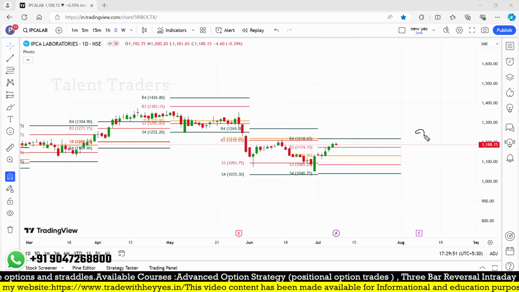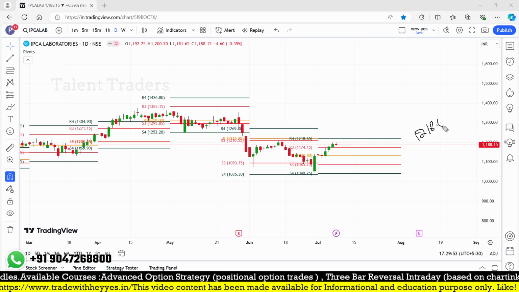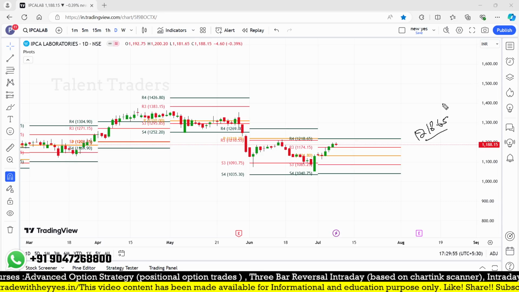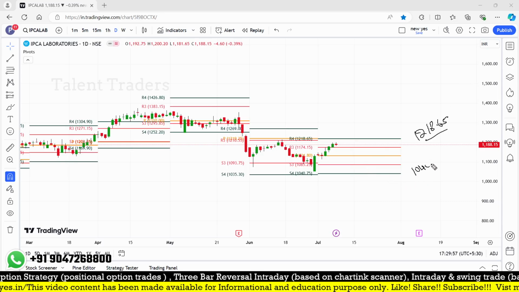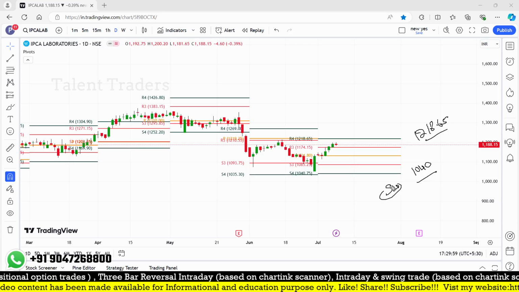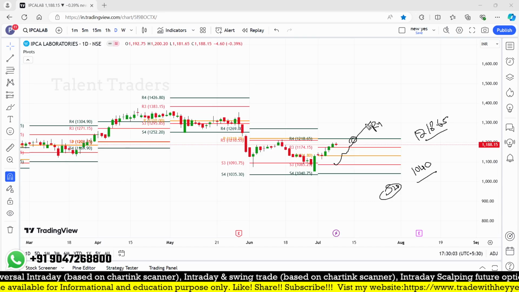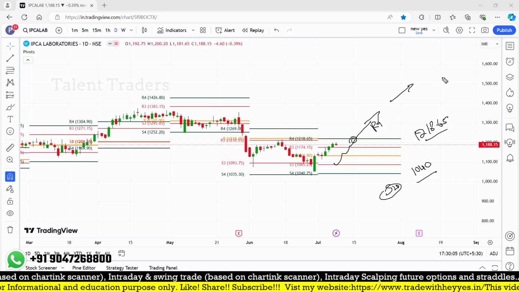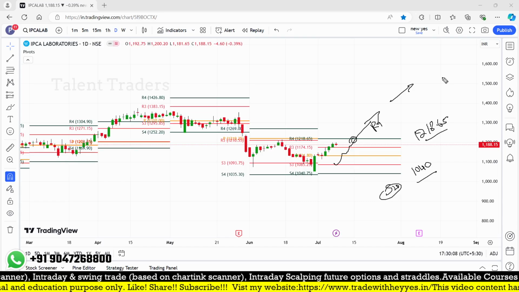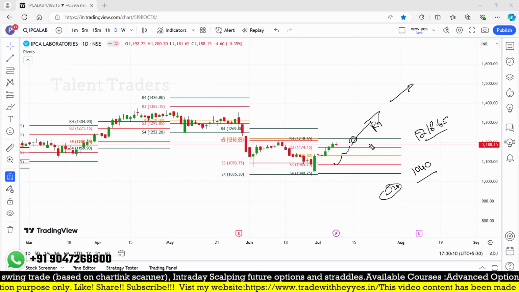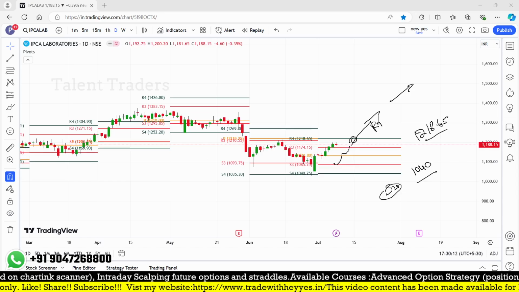So the R4 level is 1218.65. That may be a level which I'm looking for, and 1040 should be the S4 level. This R4 level is where I'm going to get a breakout. Maybe it is going to work on a positional basis, maybe a 2 or 3 months holding, so that we can plan with this particular indicator. Okay, so here it is not giving you an opportunity.